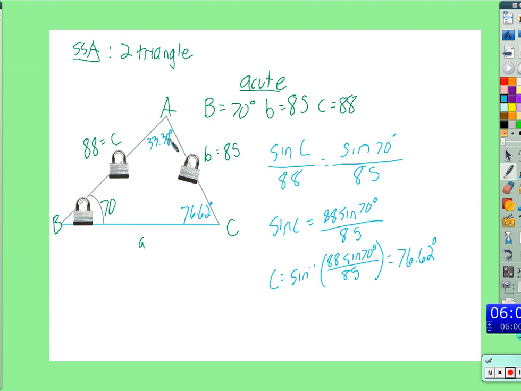And then we do a very similar thing to solve for A. It's an unknown side, A, over the sine of 33.38 equals, we'll use these guys because they're very precise, 85 over the sine of 70. A equals 85 times the sine of 33.38 degrees over the sine of 70. And what do we get? 29.77.